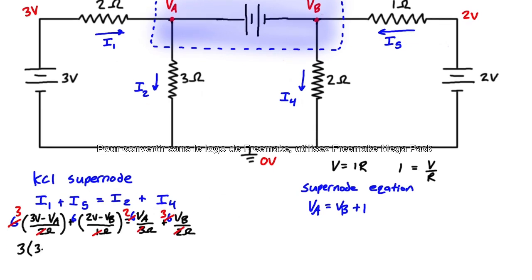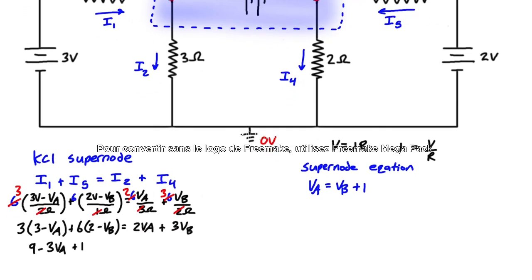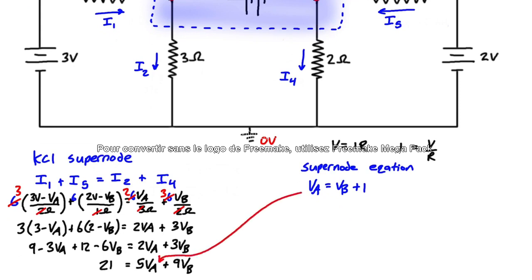So let's just clean this up, and I'm actually going to drop the units of volts and ohms because we're using V as the name of a variable and a unit, and that just gets a little bit messy. But basically we can just keep simplifying this, and we're going to end up with 21 is equal to 5VA plus 9VB. But we have an expression for VA here, which is this guy. So what we can do is combine these, and we'll get 21 is equal to 5 times VA, which is VB plus 1, plus 9VB.